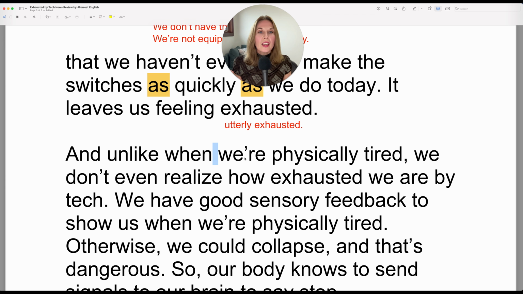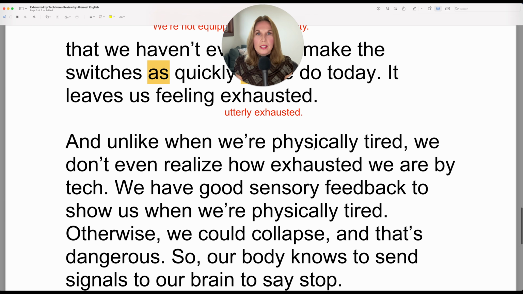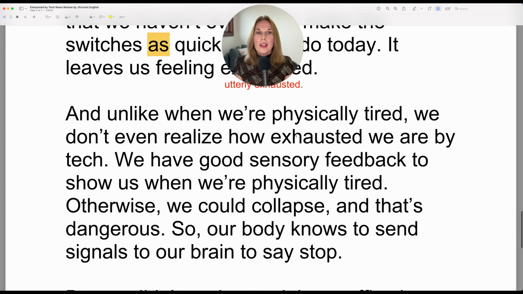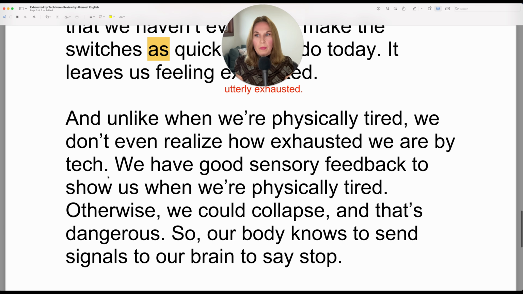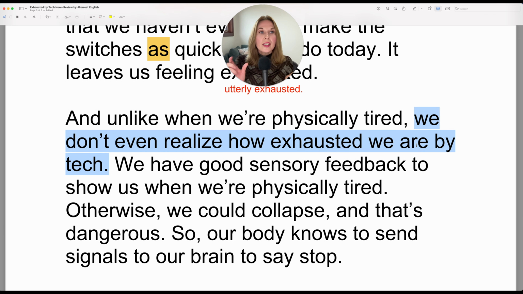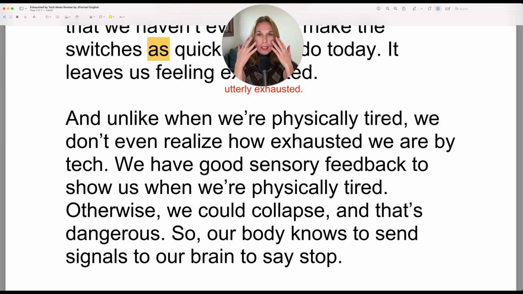So it's saying this doesn't happen when we're physically tired, and the this being whatever is said next. And unlike when we're physically tired, we don't even realize how exhausted we are by tech. Okay, so now this is what doesn't happen when we're physically tired. So when we're physically tired, we know it. My eyes feel heavy. My body feels sore and I don't have energy. I know when I'm physically tired. You know when you're physically tired.